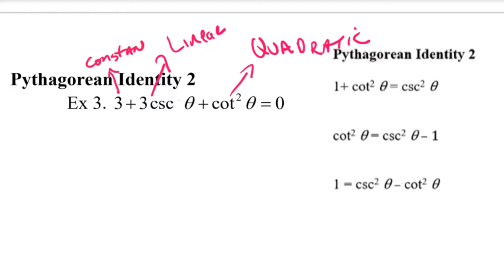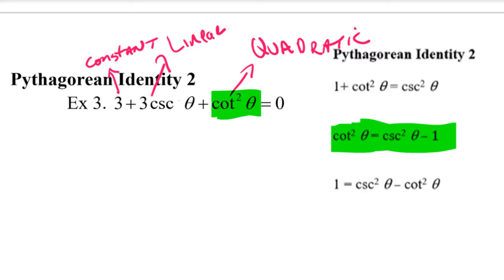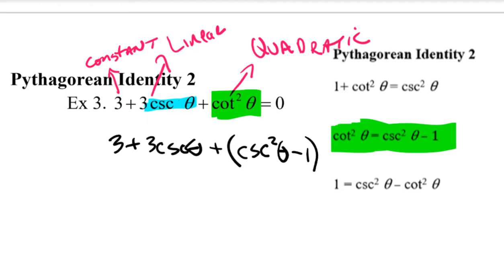Now when we analyze this, we're going to take cotangent squared, because we have a trig substitution for that. We're going to replace it with cosecant squared minus 1, because notice that will line up with my linear term. I'll have my entire trig function in terms of cosecant. So this would be 3 plus 3 cosecant theta plus, and then in cotangent's place we'd put cosecant squared theta minus 1 equals 0.